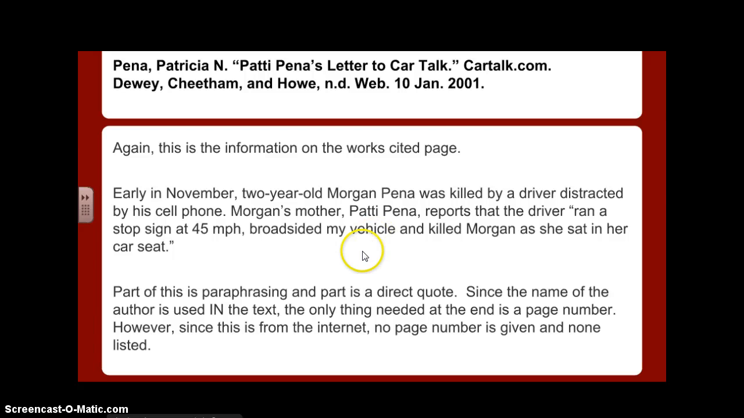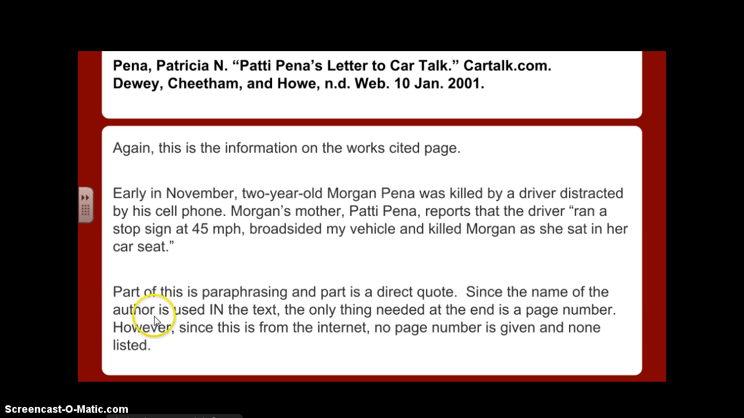Okay, part of this is paraphrasing, that first part of the sentence, the first sentence, but the other is a direct quote. They are words that came directly from the text. Quote does not mean this is what somebody said. Quote in a research paper means that these words in quotation marks came directly, word for word, from this source. Okay? So, part is paraphrasing, part is a direct quote.